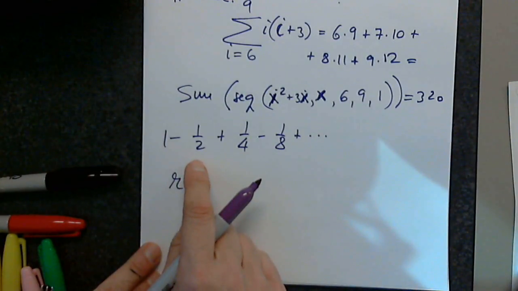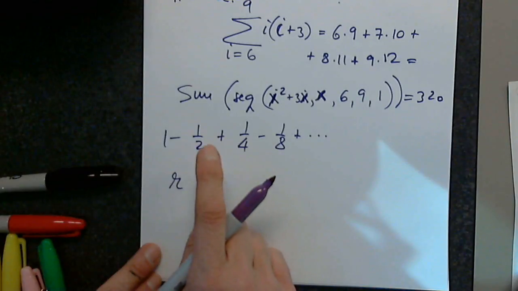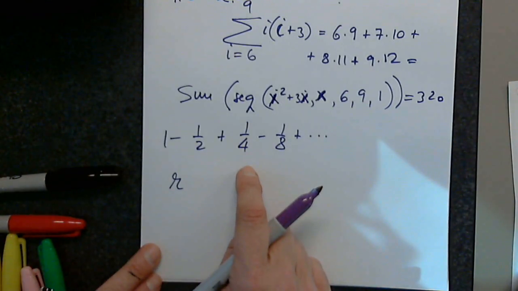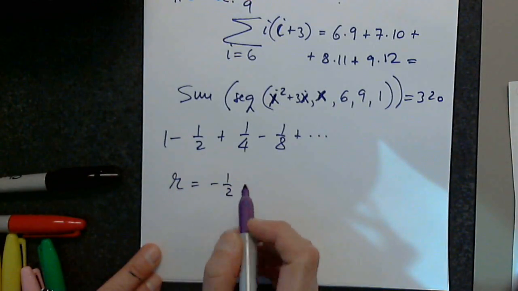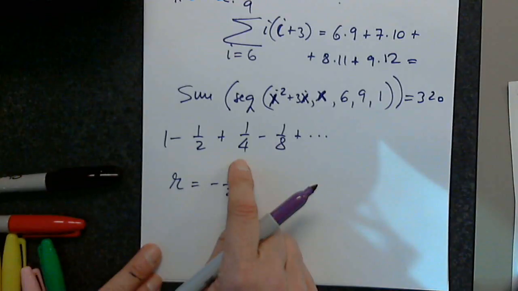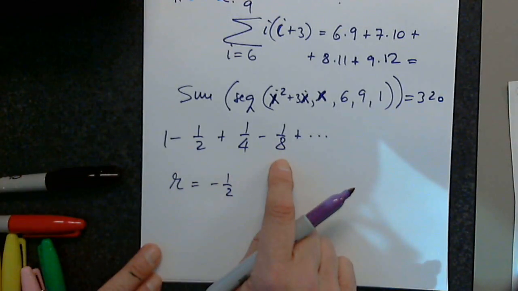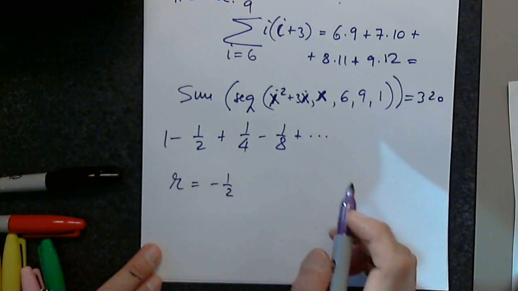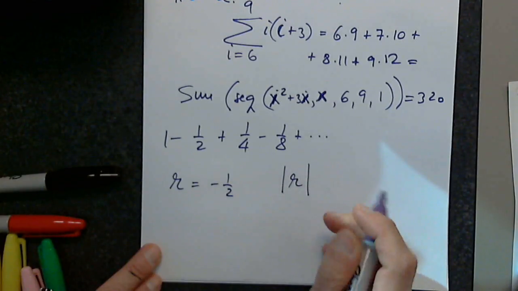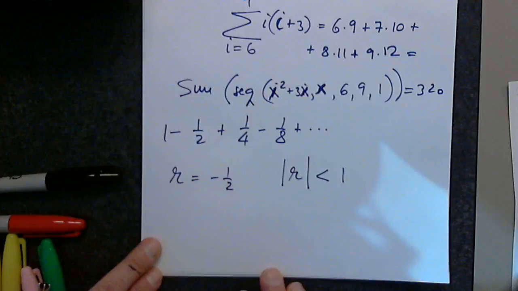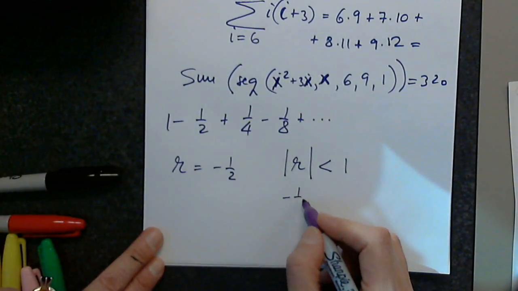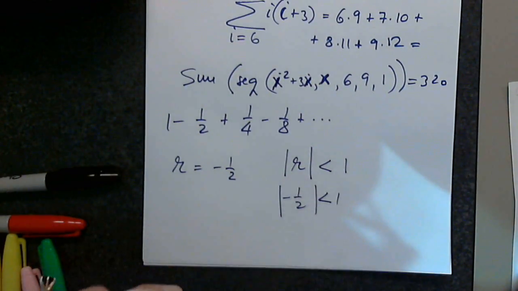1 was multiplied by what to get 1/2? 1/2. 1/2 was multiplied by what to get 1/4? Right. However, from here, it was negative 1/2. From here was still negative 1/2. From here was still negative 1/2, and so on and so forth. But you're right. It's the common ratio in absolute value that has to be less than 1. And it is. Negative 1/2 in absolute value is less than 1.